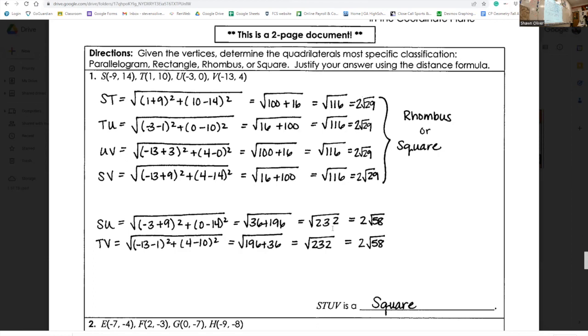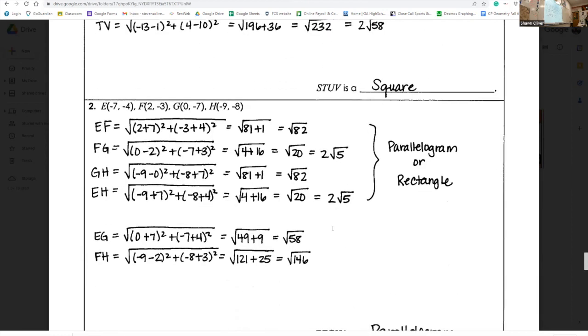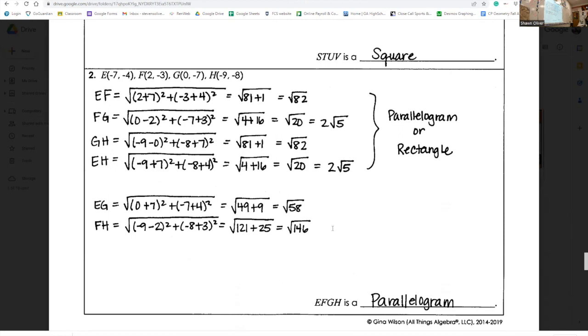Okay, so I'm going to scroll down to 2. I know you guys didn't do 2, but 4th period did, so they can have the correct answers.